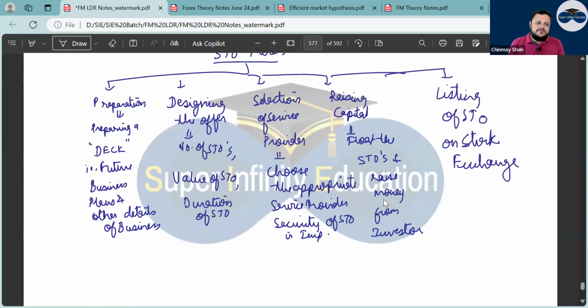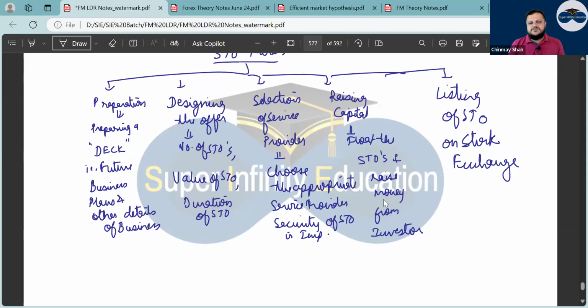Preparing a deck, that is the future business plan and other details. Nothing but a business plan, correct? How the business will work and how it will go ahead. Designing the offer, that is the number of STOs, the value of each STO, and the duration of the STO. STO means securities token offering. It is protected by blockchain technology, correct? So whenever it is sold from one person to another, it does not keep a log of the older person. That is how it is.